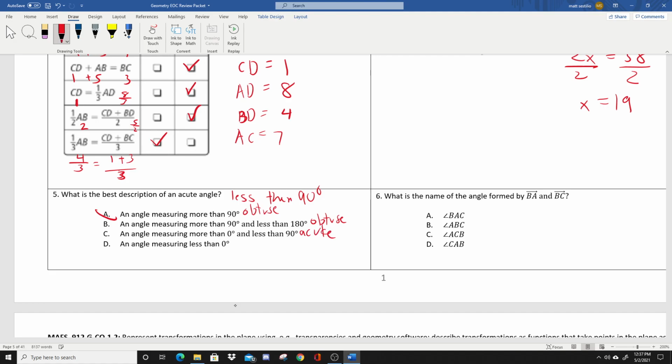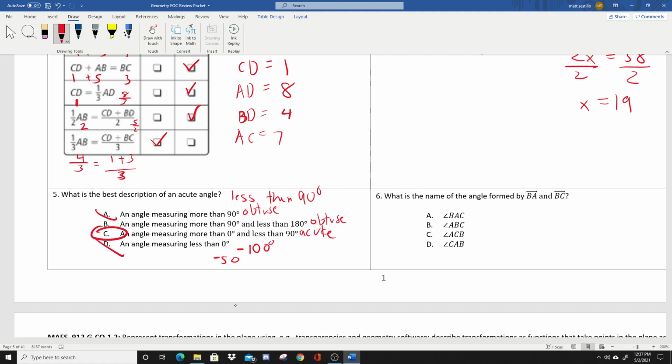And an angle measuring less than 0, we haven't talked too much about negative angles, and you don't really do that, but what if you had negative 100? That would be the same looking angle as positive 100, so less than 0 could be negative 50, which would be acute, or negative 100, negative 90. There's more than one possibility there, so this one guarantees that's acute.